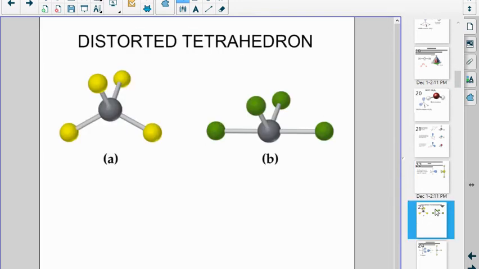If you turn your head, you can see how this would be our seesaw. All right, this is our regular tetrahedral, but if I put a lone pair of electrons right down the bottom here, that's going to straighten it out, and we end up with our seesaw. Here's our upside down seesaw.